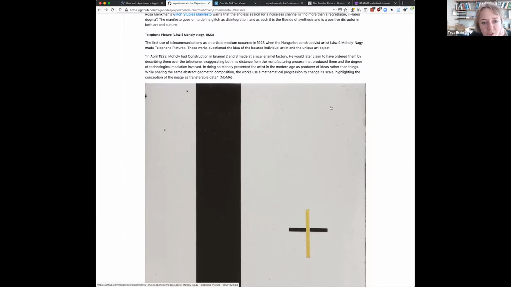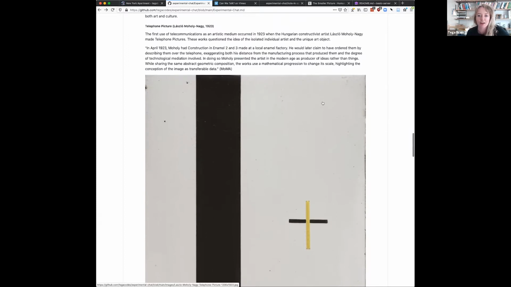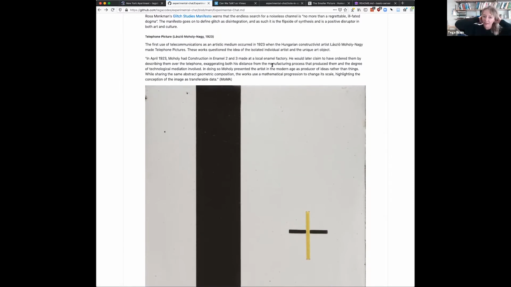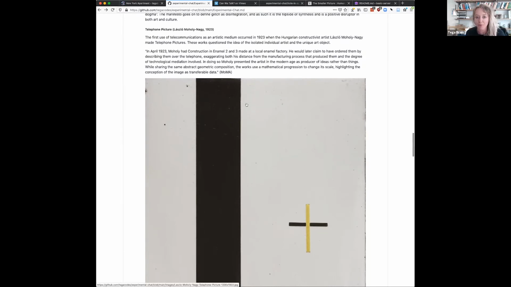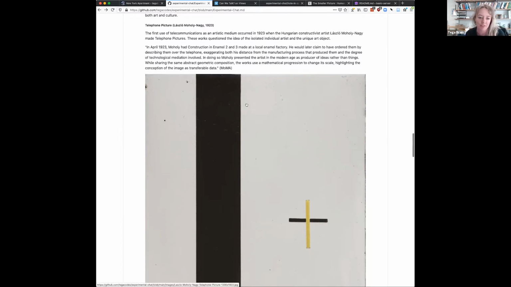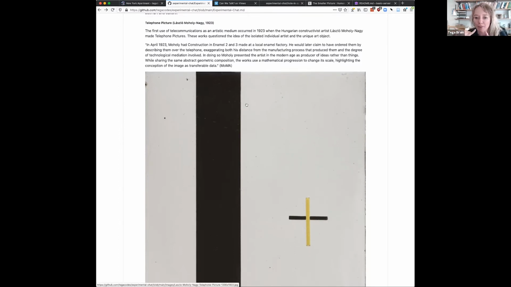Okay, so some more examples of telecommunication art that relies on or pays attention to glitch. 1923, you might be like, what is happening in 1923? The internet is 50, 70 years away or something. But Hungarian constructivist artist Laszlo Moholy-Nagy, I'm sure I'm saying his name wrong, but it's early here. His work, Telephone Pictures, questions the idea of the artist's vision and the unique art object. Moholy-Nagy produced his artworks, such as this image here, by calling up a manufacturer and describing what the painting was supposed to look like over the phone.